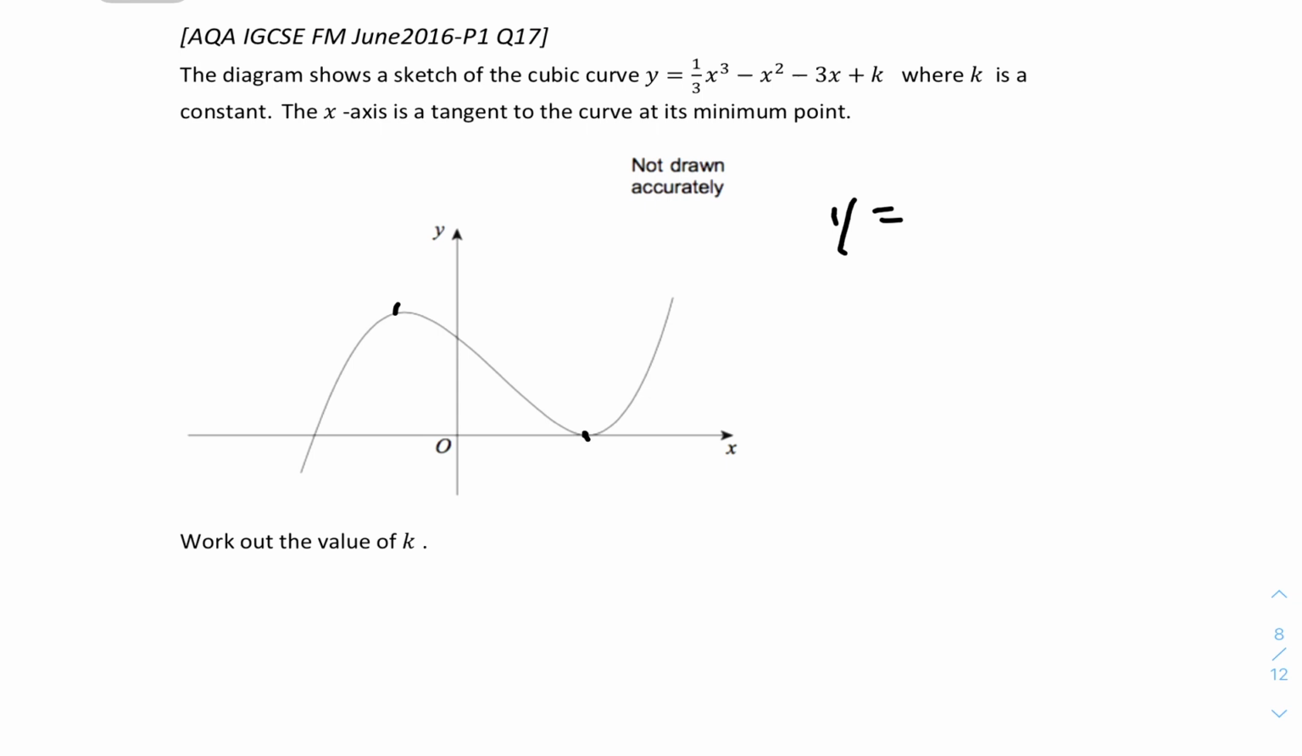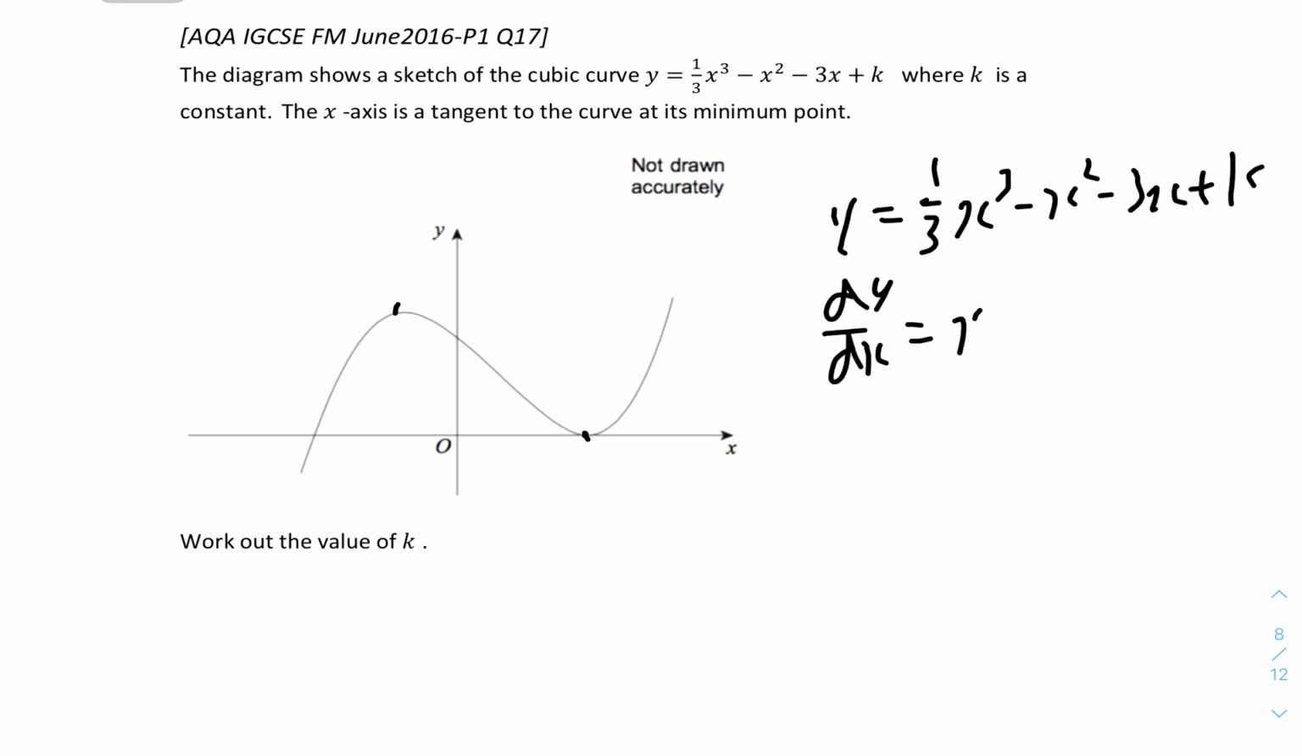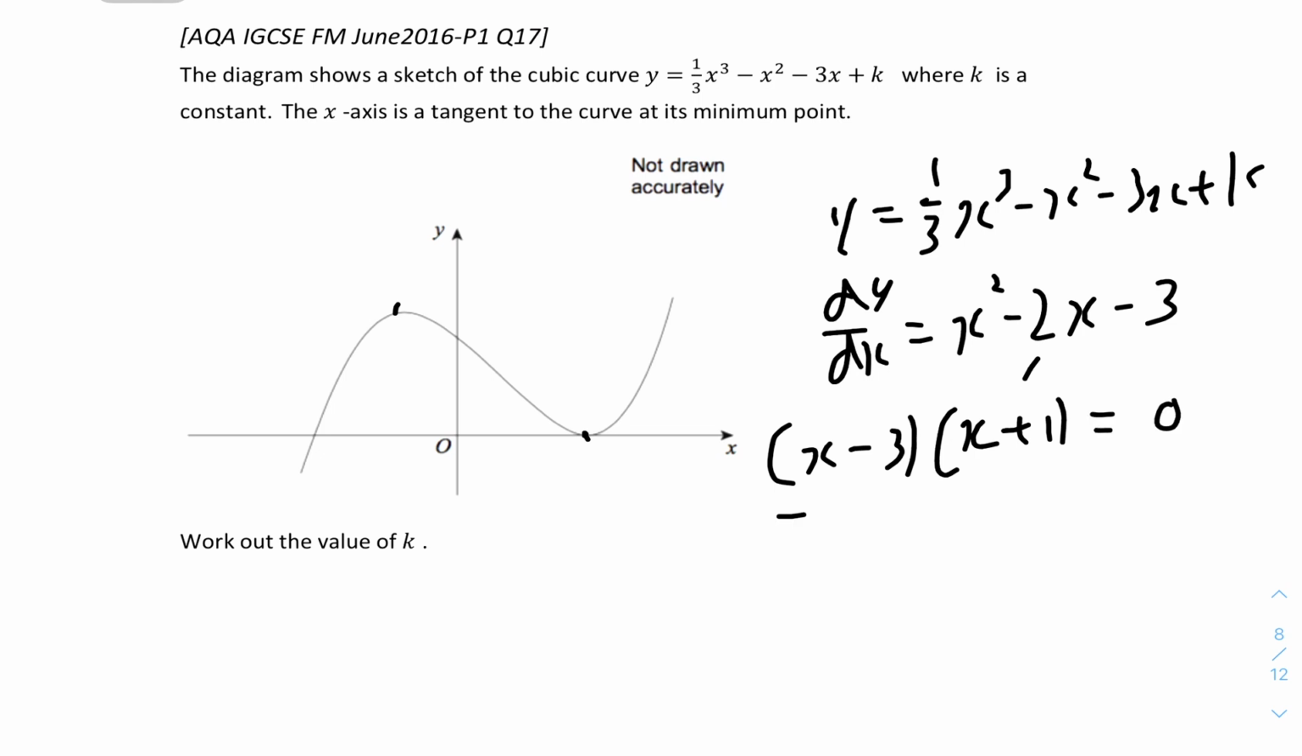y equals 1 over 3 x cubed minus x squared minus 3x plus k. Differentiate to become dy over dx equals x squared minus 2x minus 3 right here. So we can factorize this equation, let me use my calculator, to get x minus 3 times x plus 1, like so, equals 0. And then you get x equals 3 and x equals minus 1.